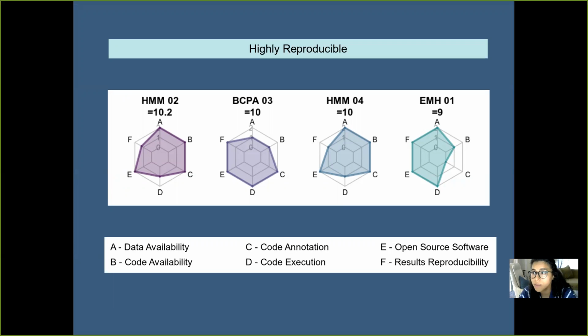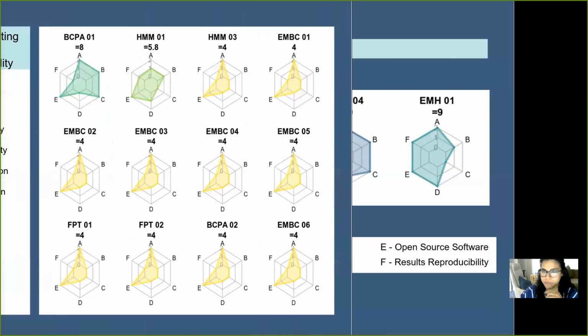On the other hand, in the case of EMH 01, they did provide me with the code, and I was able to reproduce the entire results, but they also provided me with 5,000 lines of code, and I had to dig in and figure out what I needed without any annotation. So it was quite a mission, but eventually I got there.